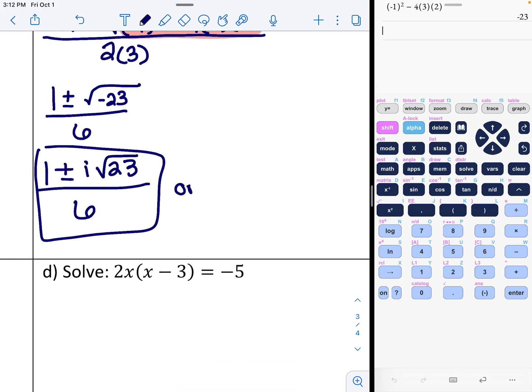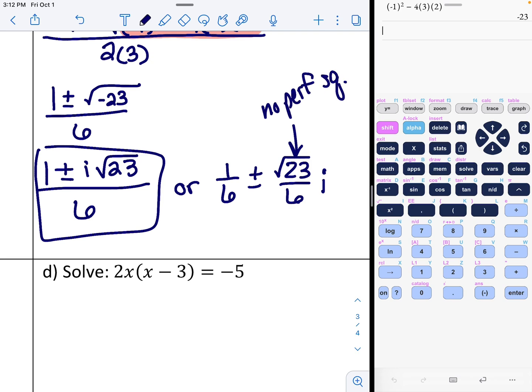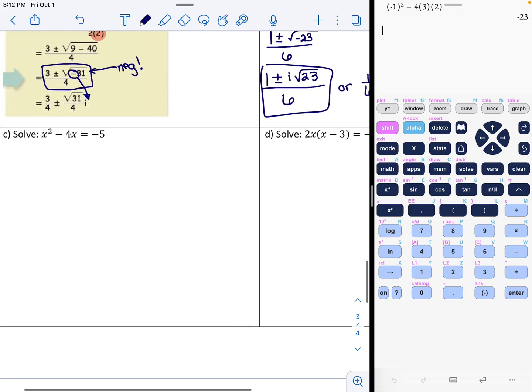I mean, if you want to, you can separate it like this and put the square root of 23 over 6 and put the i behind it. That's totally fine. I'm good with whatever. But what I do want to let you know is I did check. There's no perfect squares inside of 23, so I didn't try to break it apart. I think there is one on here though that we will.